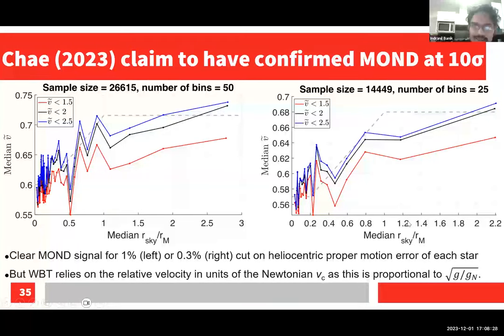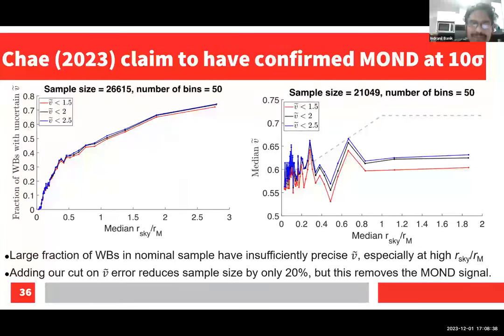And you can see the trends. So you might think that MOND is indeed confirmed at 10 sigma confidence if you were using Chae's sample rather than my one. But what is the difference between our samples? And the answer is the accuracy of the V tilde measurement.